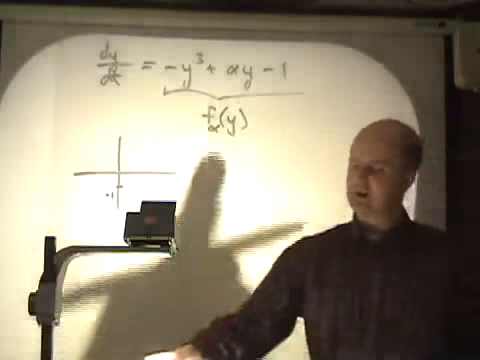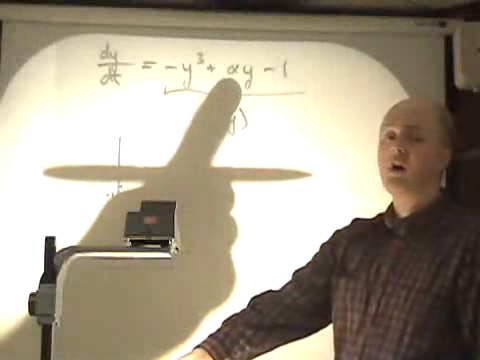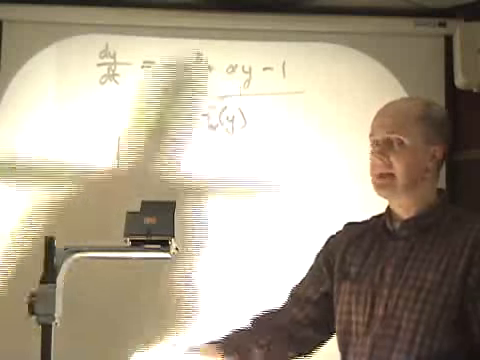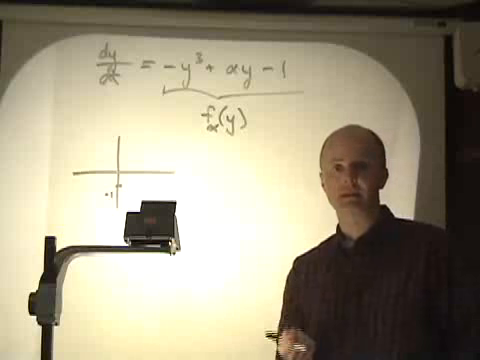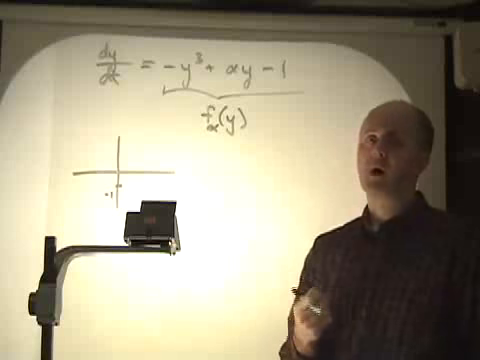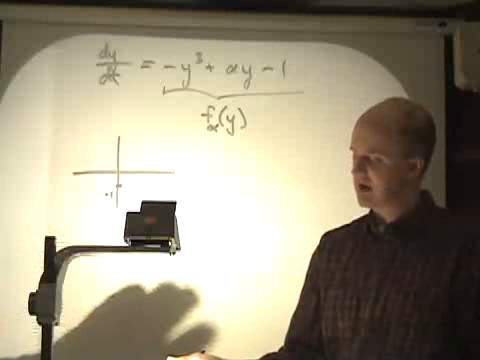As I told you in the previous video, the coefficient of the linear term, in this case alpha, is going to be the derivative at y equals 0. It's going to be the slope of the graph when y is 0. So that's going to change as alpha changes.